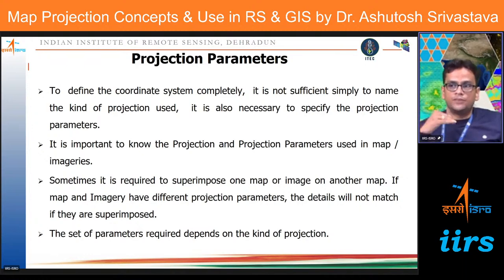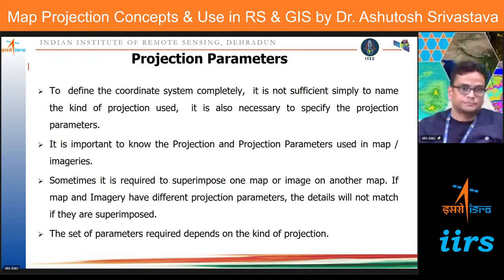For the first example, when we are taking layers, they will come from different sources. They may have different projection parameters, and when we are superimposing one on another, they may match or may not match if their projection parameters or the coordinate systems are not the same. The set of parameters required depends on the kind of projection.